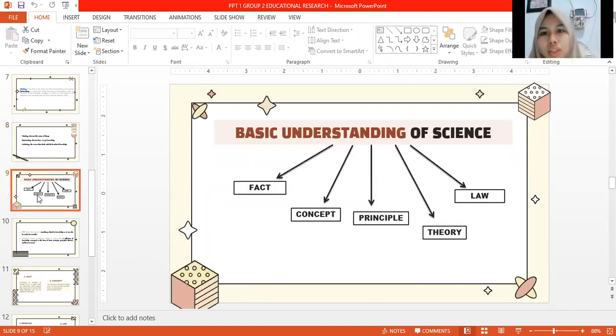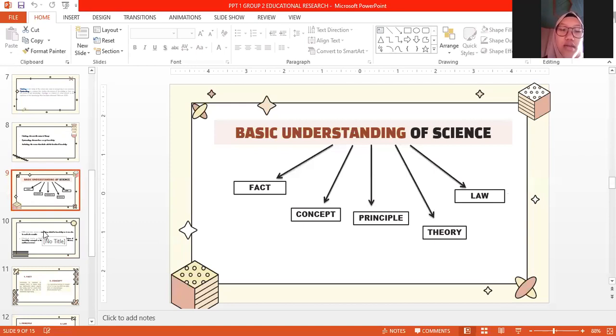Okay, thanks to Fikrah. The next is Trinindi. To Trinindi, time is yours. Okay, the next is basic understanding of science. In the slide, we can see that the basic understanding of science is, first, fact, second, concept, third, principle, fourth, theory, and fifth, law. And they are related to each other. Next slide.